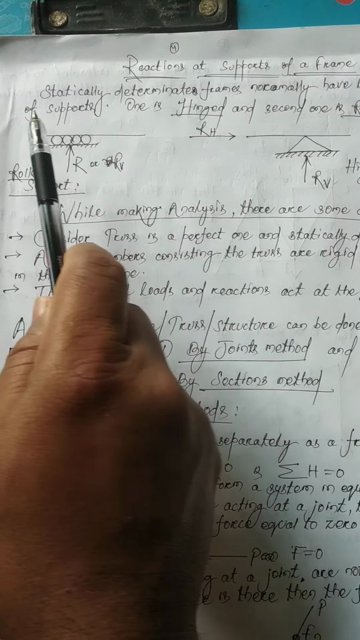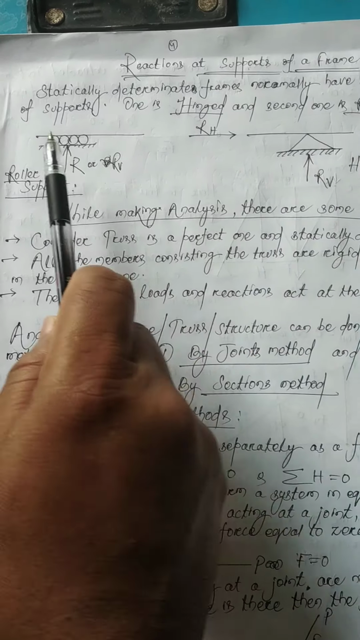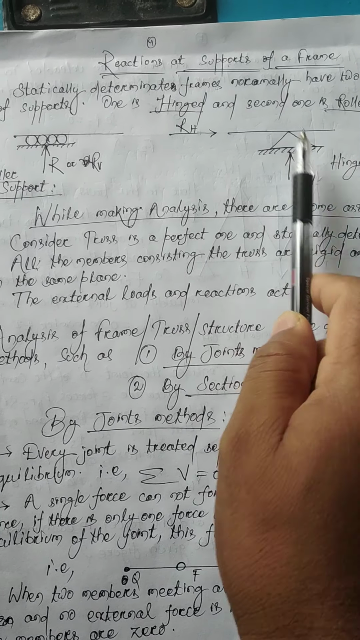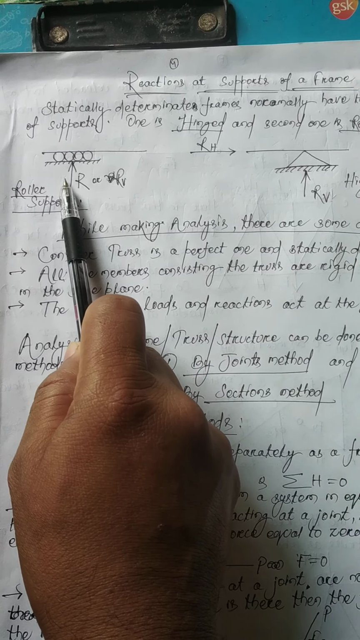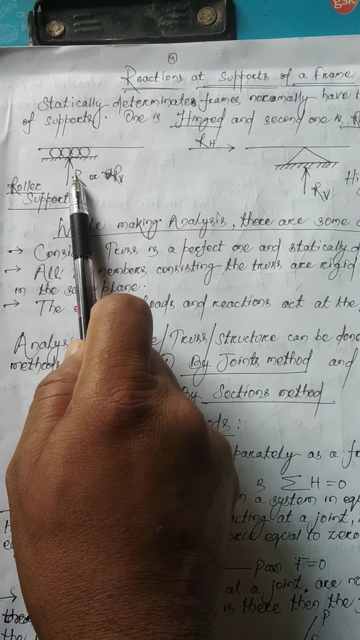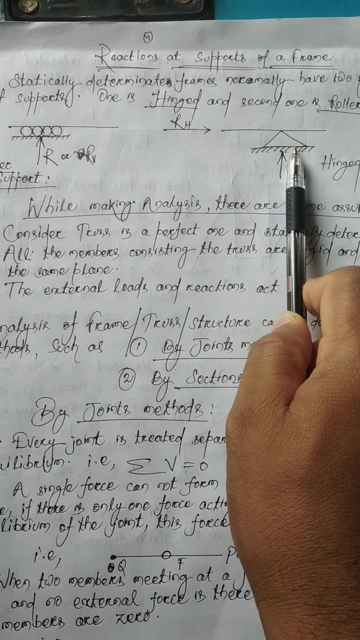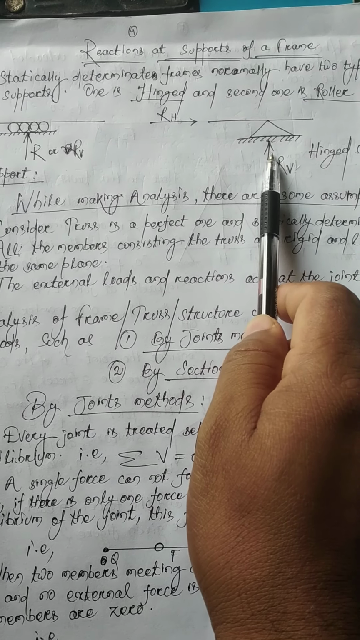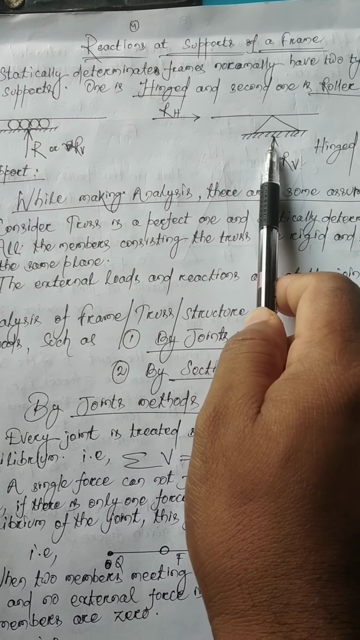Now there are two types of supports at this truss. First one is roller support, then second one is hinge support. At the roller support, as we already discussed, there is only one vertical force, but at the hinged support there are two types of reaction forces: one is vertical reaction and another is horizontal reaction.